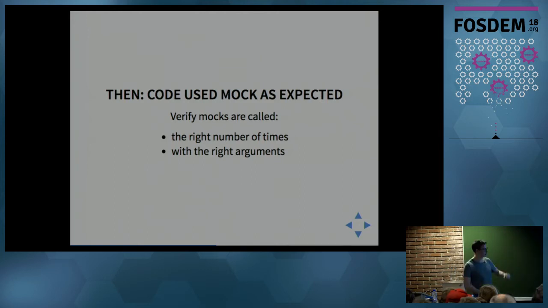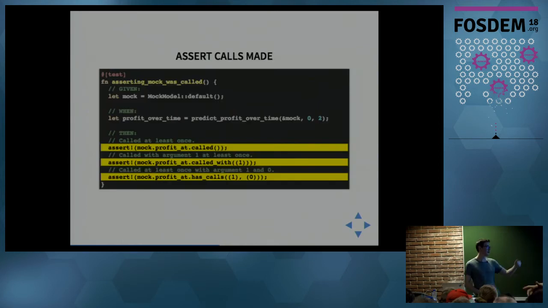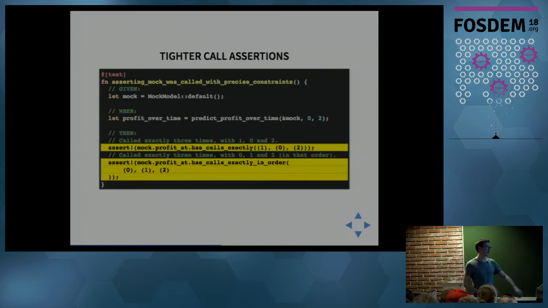Now, there are fairly loose assertions, so you can say the mock was called at least once, it was called with 1, or it was called with timestamp 1 and also timestamp 0. But often you actually want to tighten your call assertion. So you might want to say, not only do you care that it was called with 1 and 0, but you also care that it never had any more calls than that.